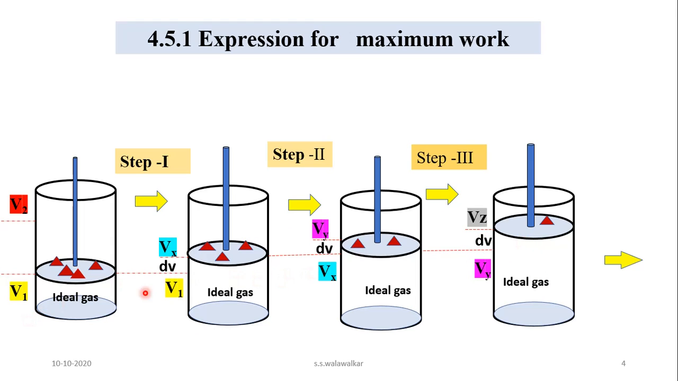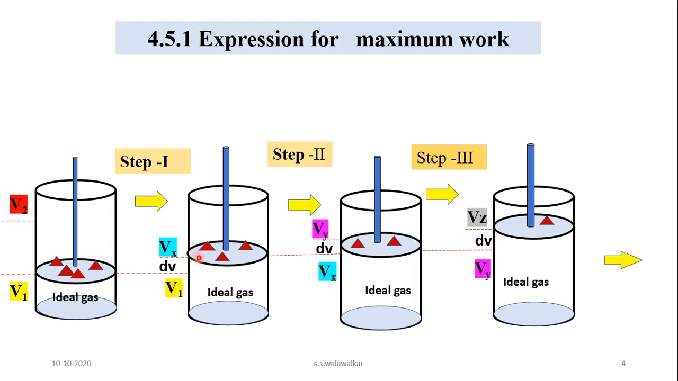Now in this case, we have removed 1 gram each time. But if we do this every time by removing 0.1 gram, then the number of steps will increase. And at every stage, by removing 0.1 gram of mass from this piston, every time a very small amount of work is done by the system.